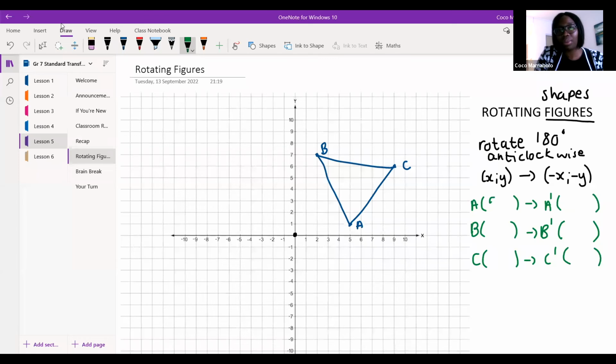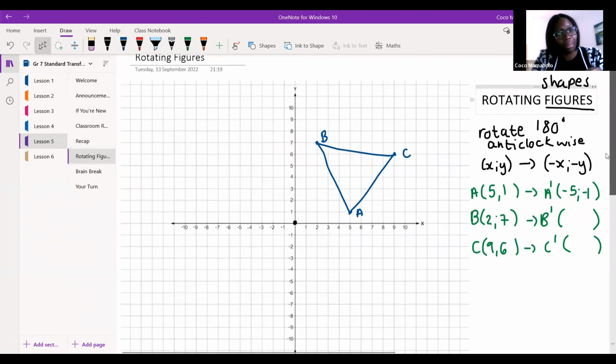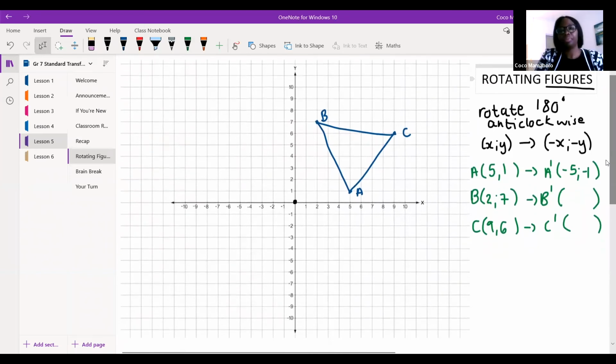Good. Okay, we know that this one is 5 and 1. Now, A prime, guys, what's A prime going to be? Easy stuff, negative 5, negative 1. Now, while you guys are giving me, okay, I'm going to write down B. We already know what B is. B is 2 and 7, and C is 9 and 6. Guys, give me the coordinates for A prime, B prime, and C prime. While you guys are writing the coordinates, I'm going to plot them, and we're going to see what we're going to get. Okay. So the first one is negative 5 and negative 1, so it's over here. That's A prime. Okay, well done, Etoken.